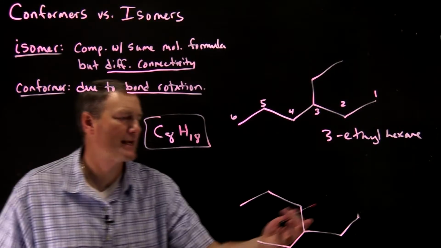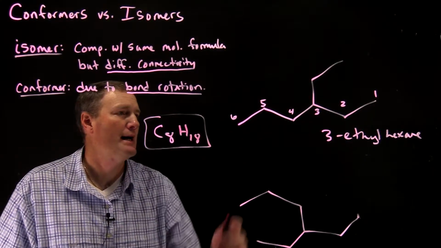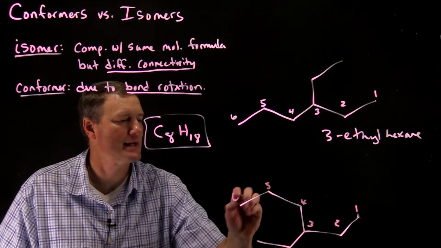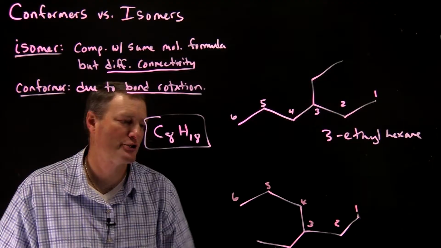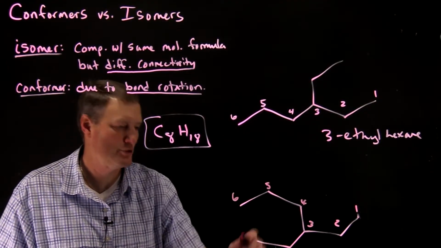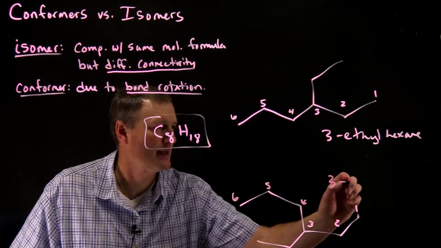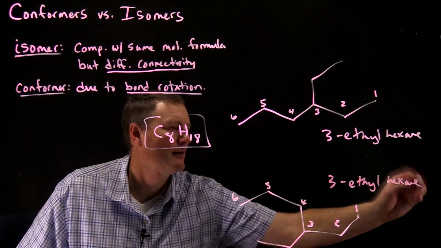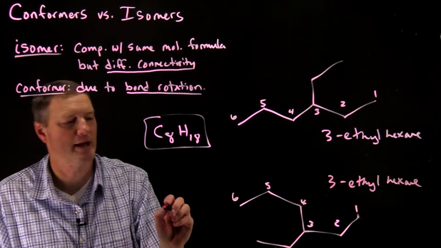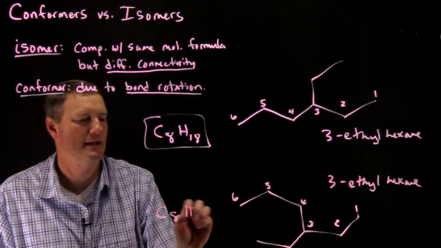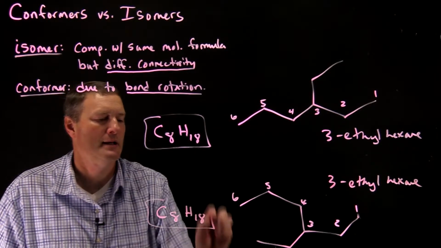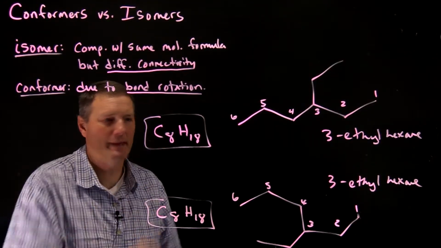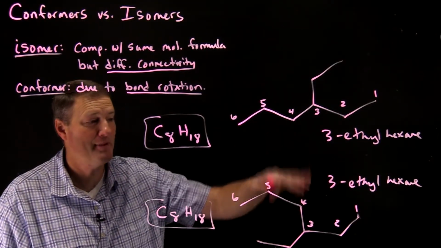This other one, let's take a look at naming this one. This would be 1, 2, 3, 4, 5, 6. And again, a branch coming off of carbon 3, 2 carbons. This also is 3-ethylhexane. And it also has the same formula, C8H18.